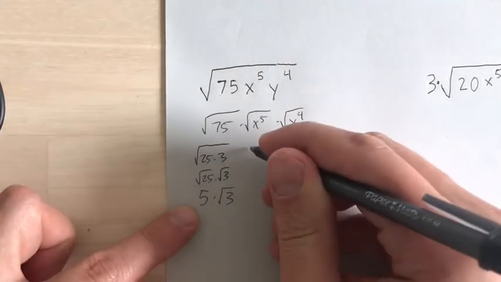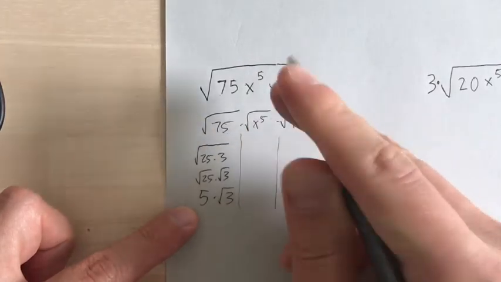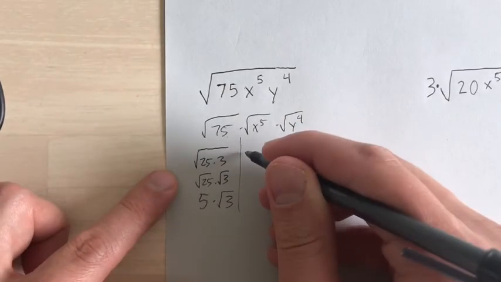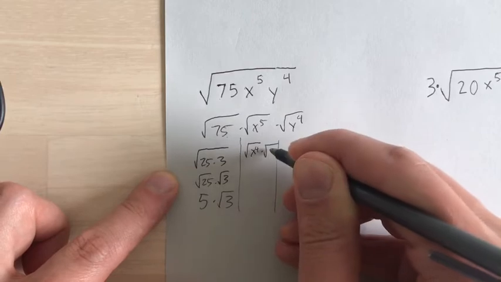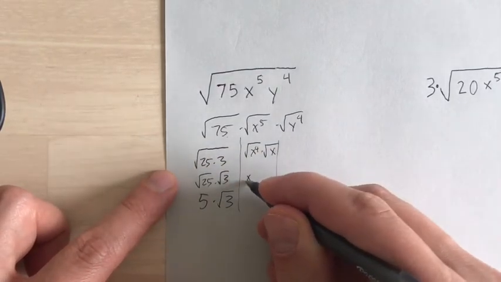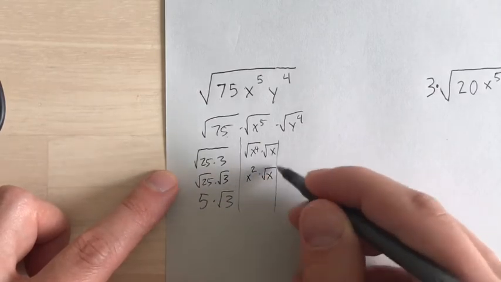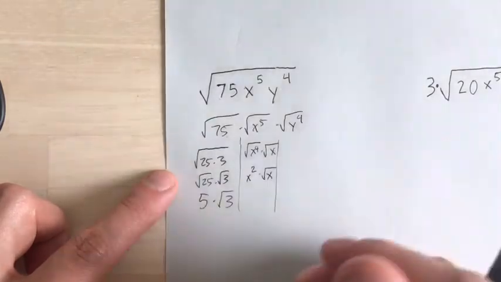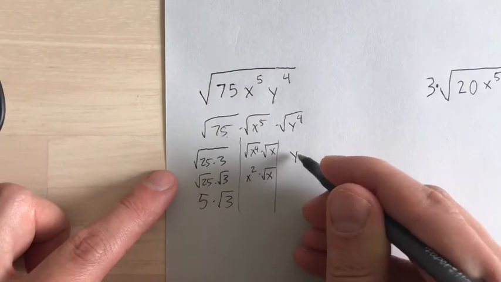Now let's talk about this part of the problem. And if you want, think of these as their own problems, and then at the end we'll put them together. Like before, we could do x to the 4th times an additional x, which gives you x to the 5th. Square root of x to the 4th is x squared times the square root of x. So that part is done for this one. And then this one is just y to the 4th, so we can already square root it. It's a nice even number. So that's just going to end up being y squared.